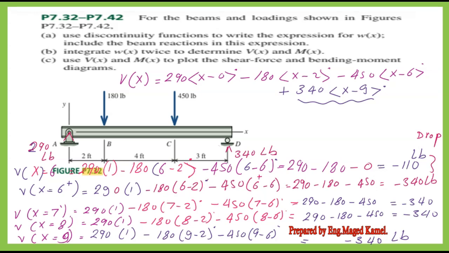We consider x equal to 7 feet, so V of x equals 7 equals 290 multiplied by 7 minus 0 raised to the power of 0, minus 180 multiplied by 7 minus 2 raised to the power of 0, minus 450 multiplied by 7 minus 6 raised to the power of 0, equals 290 minus 180 minus 450 equals minus 340 pounds.